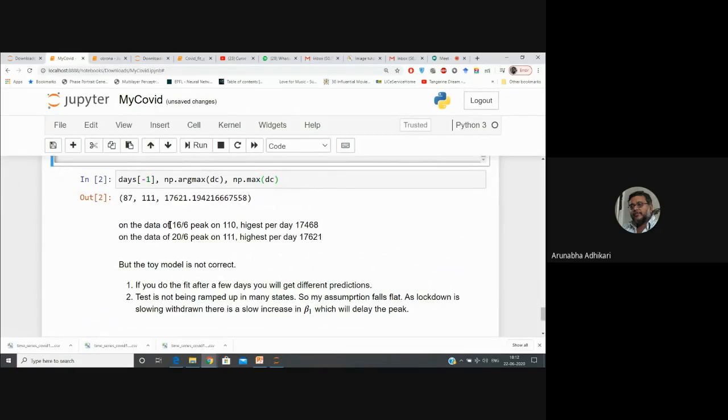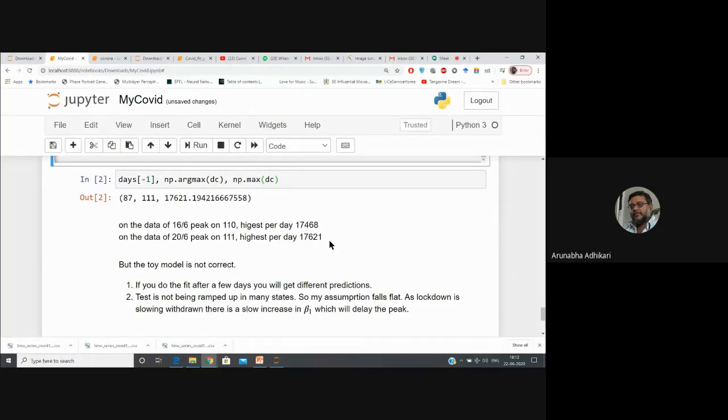But there is absolutely no value to this very toy kind of model, because if you do the fit tomorrow, you will get completely different estimates. For example, I did it on the data of 16/6, the peak was here, and the prediction was this. On the data of 26, the peak was here, and the prediction was this. This is not very different, but I have been doing it for a very long time, and whenever I do it after, say, 10 days, I see a very different prediction. So these predictions are not to be taken at all with any seriousness.